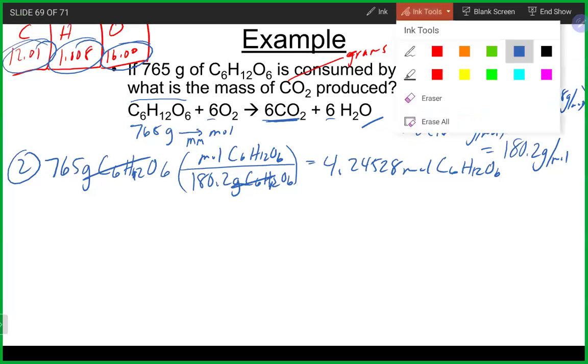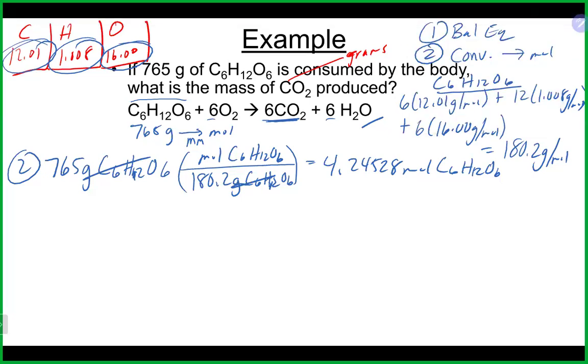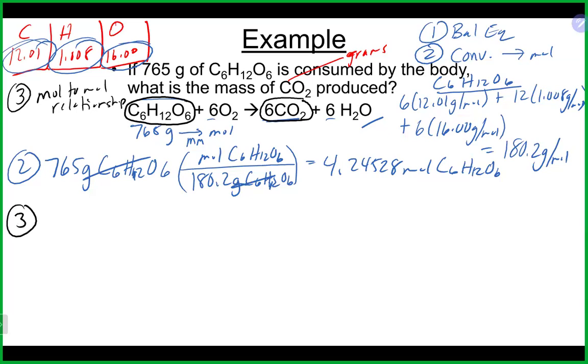Now that we've got it, hopefully in the right units, we're ready to do the third step, which is the stoichiometry step, and that's that mole to mole relationship. And that comes from the balanced equation. In this case, the one thing that we're interested in is what they gave us, which was this guy. The other thing we're interested in is what we're trying to find, which is this guy. And remember that the stoichiometry relationship is nothing more than just the coefficients.